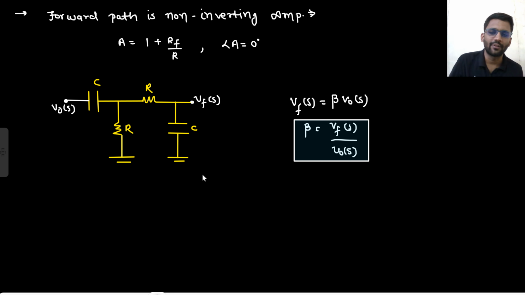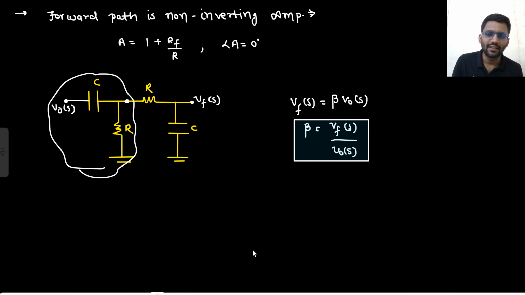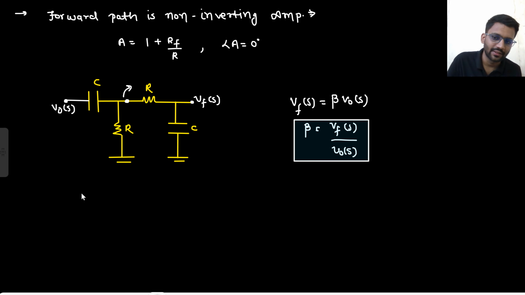So what that would be? What I can do? I will apply Thevenin's theorem here. So I will replace this circuit with a single voltage source and a single resistance. So how I can replace this circuit with a single voltage source? What will be the voltage coming here? I am applying Thevenin's theorem. So what will be the voltage? That would be RCS upon RCS plus 1 into V naught S. That would be the voltage.